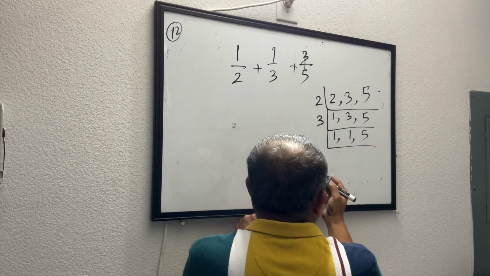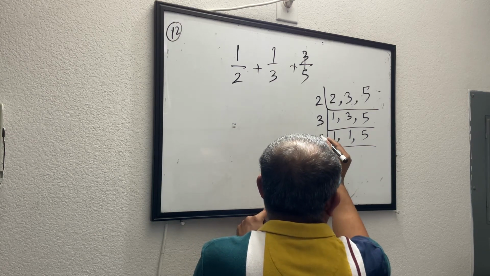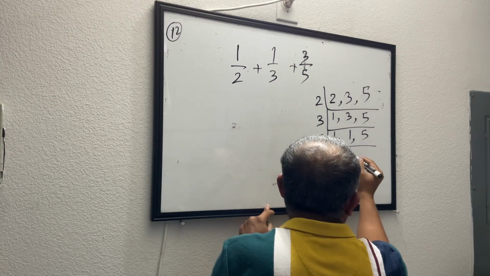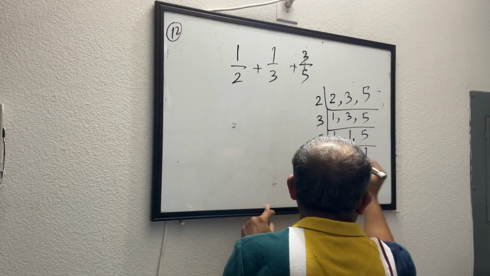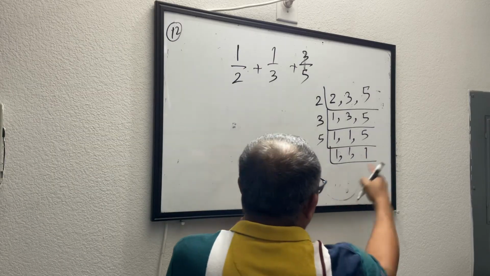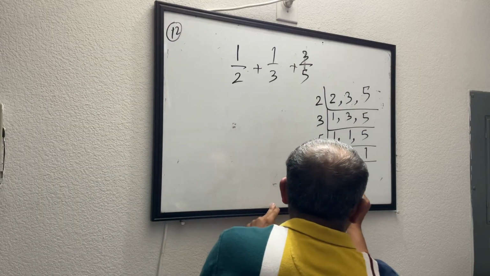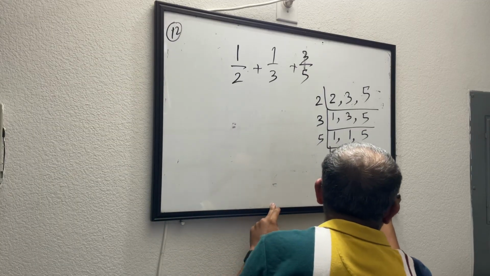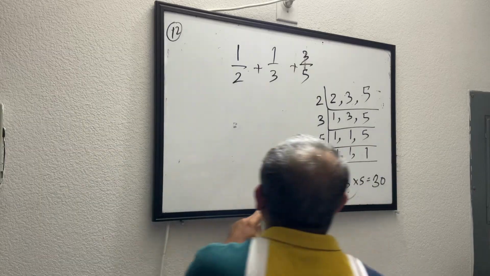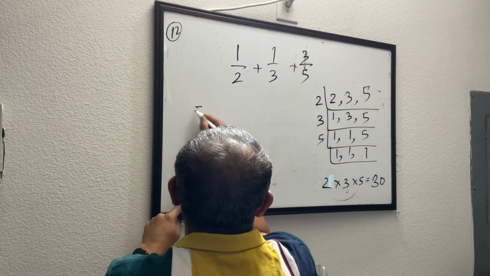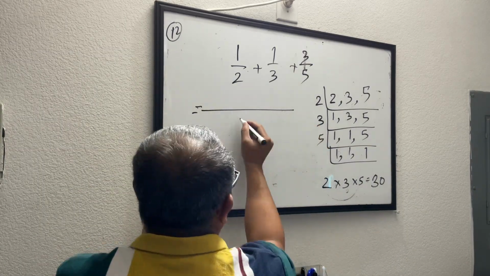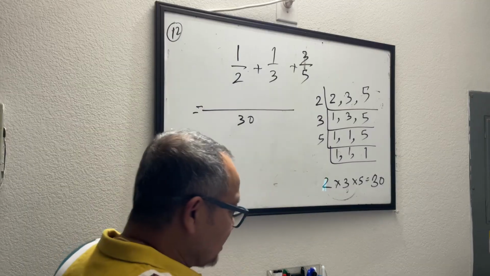What is the next number I can take apart from 1? 5. 1 remains 1, 1 remains 1, 5 ones are 5. I got all ones. What is my LCM? Multiply these numbers: 2 times 3 times 5 is 30. We got 30 as my LCM. Here, put a 30 here. And the journey begins.